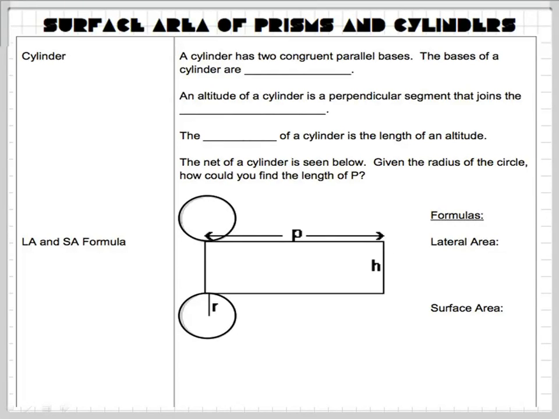A cylinder has two congruent parallel bases. The bases of a cylinder are circles. An altitude of a cylinder is a perpendicular segment that joins the circles together.